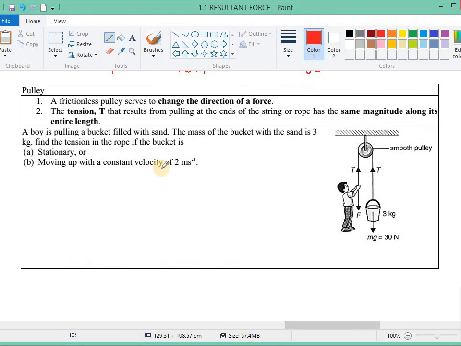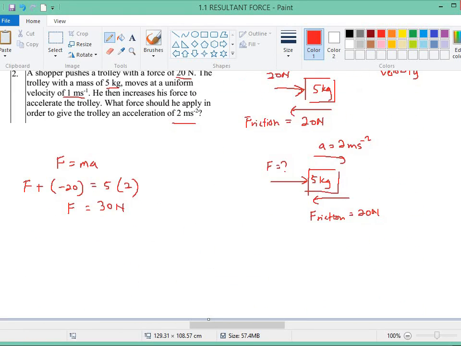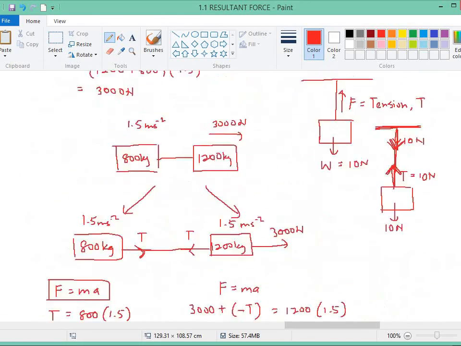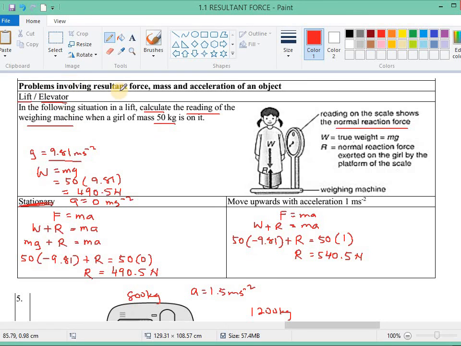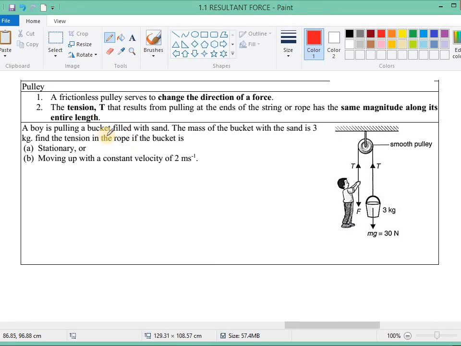Okay, next we want to look at the pulley. This pulley is a different situation, but it is still under the same thing that we want to learn: problems involving resultant force, mass, and acceleration of an object. The two situations here: the first one is the lift or elevator, like what we already discussed just now. The second situation is the pulley. So what is a pulley? A frictionless pulley serves to change the direction of a force. This is the function of a pulley.